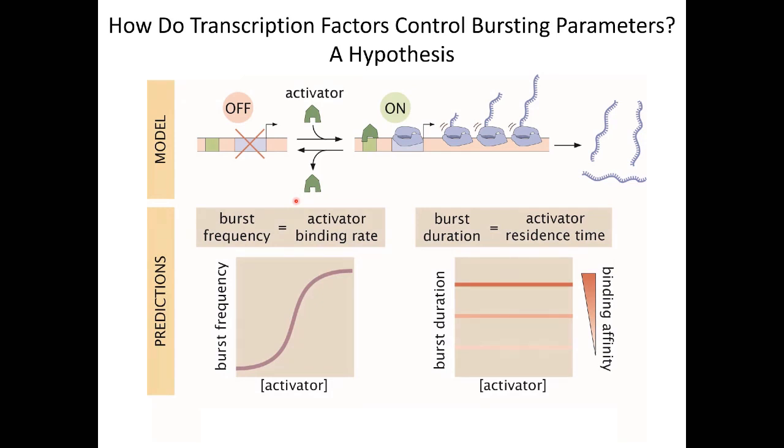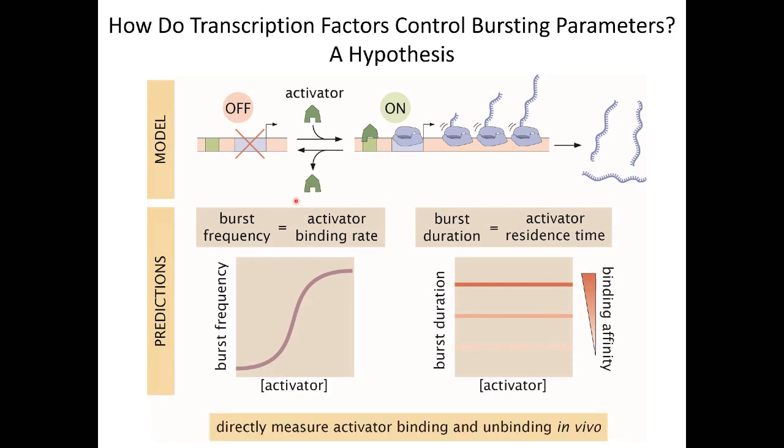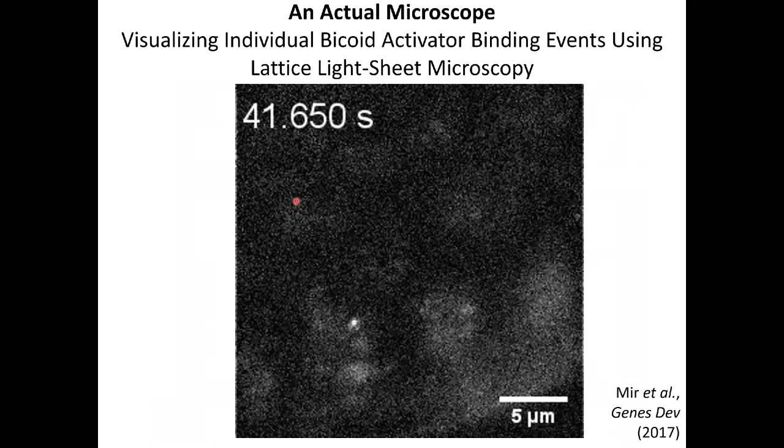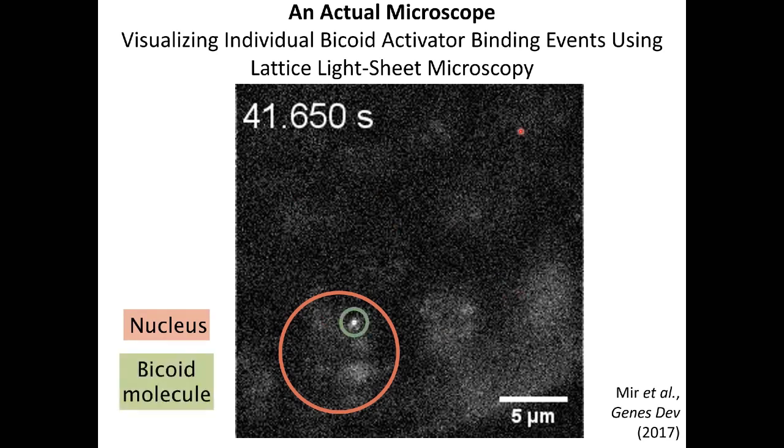I know how to measure burst frequency, bursting dynamics. So now I just need to measure binding and unbinding of transcription factors in vivo and compare the 2 timescales. And we did this using an actual very fancy microscope that was built by my colleague Xavier Darzac, this lattice light sheet microscope. And we looked at the binding of Bicoid, one of the activators of even-skipped stripe 2. What you see here is a nucleus in the fly. There's another nucleus, there's a bunch of nuclei here. This little bright spot corresponds to a Bicoid molecule being bound, okay?